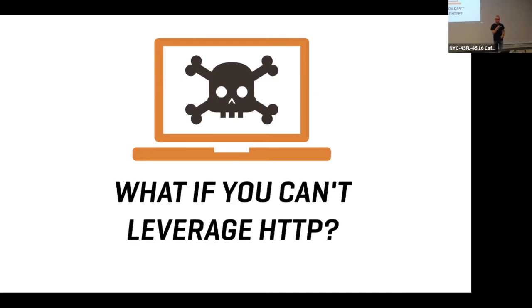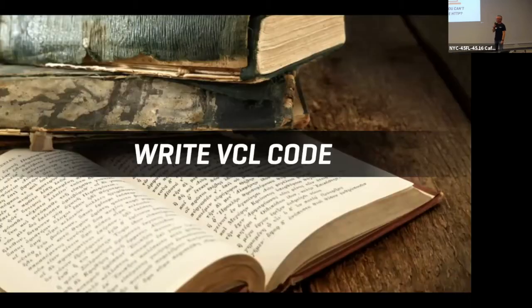How do you continue? Well, what you need to do is write VCL code. VCL stands for Varnish Configuration Language. It's a sort of DSL, domain specific language, that gets compiled to C whenever Varnish is started up, and that allows you to control the cache in an unparalleled way.